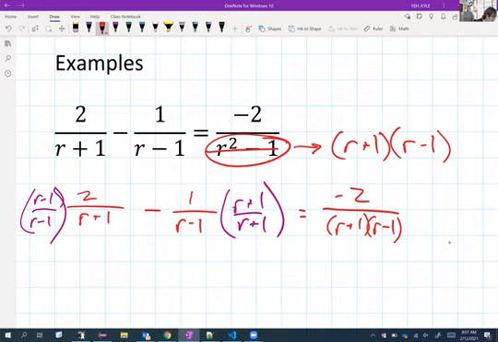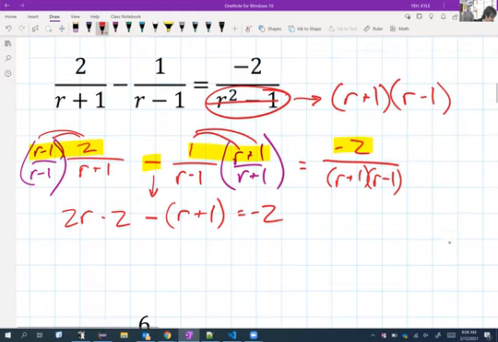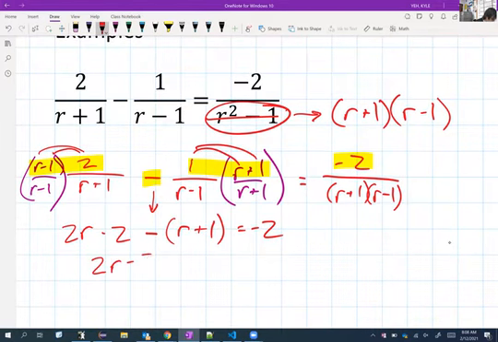If all the denominators are the same, then we are in business to start solving the numerators. So 2r minus 2 minus, and be careful here because we are subtracting this entire second rational expression. So we need to distribute that negative across all of this. 1r plus 1, it'll eventually be minus 1. Again, if that didn't make sense, we are subtracting the entire second fraction. So minus quantity r plus 1 equals negative 2. 2r minus 2 minus r minus 1 equals negative 2.